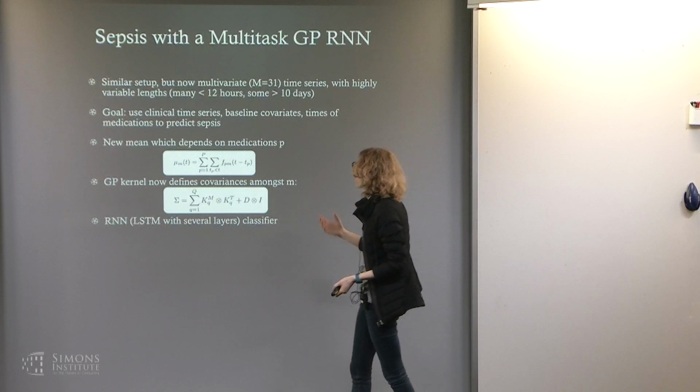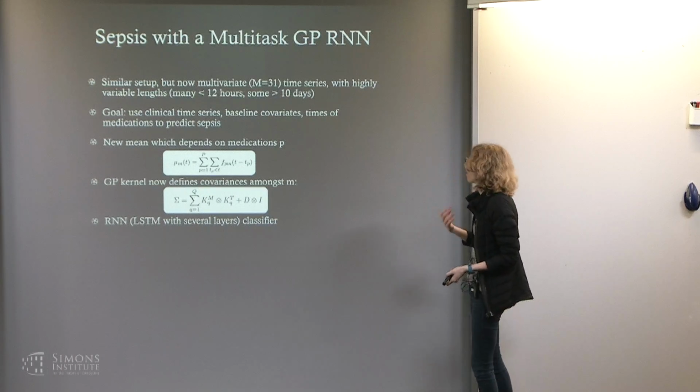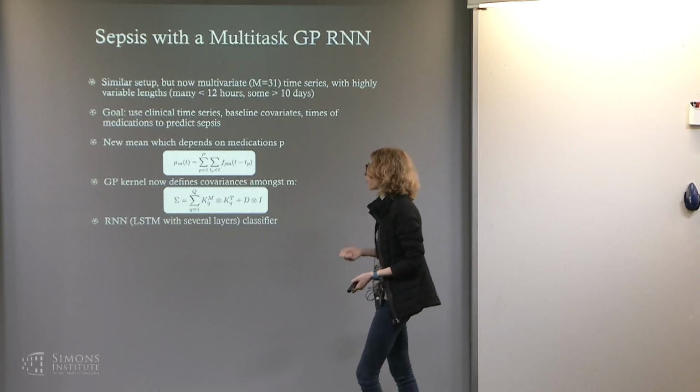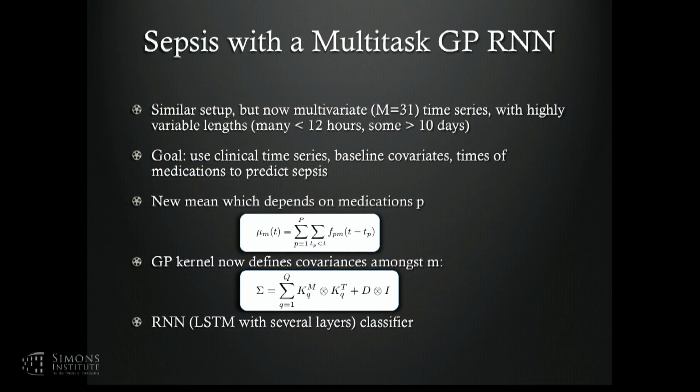And so what we want to do is use this clinical time series, baseline covariates, and times of medications that were given to patients in order to predict, does this person have sepsis or not have sepsis. Instead of having a zero mean function, we have a mean function which depends on the medications that are given to the patient. So this is like an exponential decay on, was this medication given recently? If so, this is going to play a lot into the mean function.